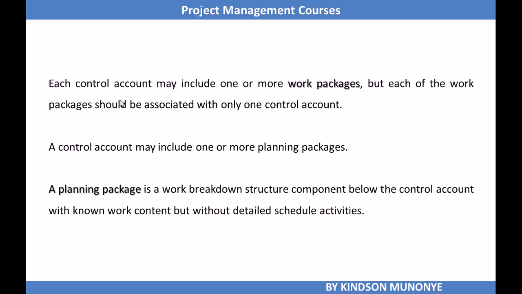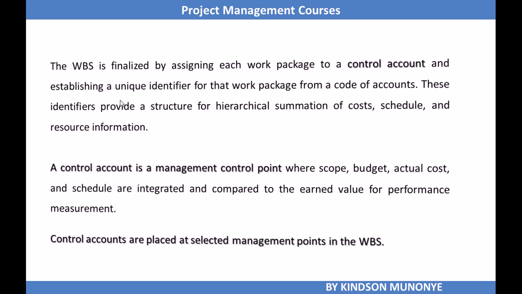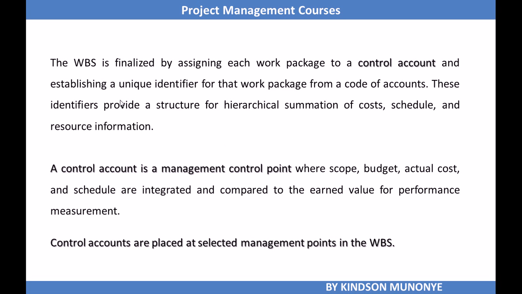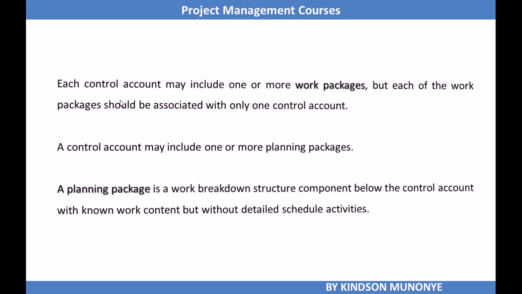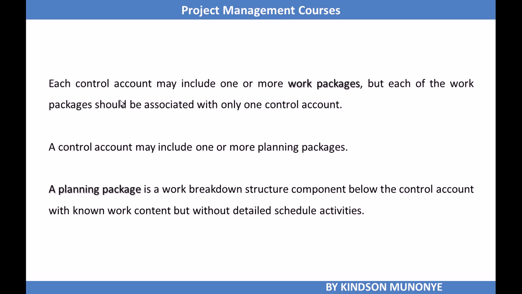So we are saying that the lowest level of the WBS is the work packages. These work packages are aggregated, and above them we have control accounts. A control account is assigned one or more work packages. And just a flashback to the definition of the control account: a management control point where scope, budget, actual cost, and schedule are integrated and compared to earned value for performance measurements. Below the control account we can have a planning package. It's a component below the control account.